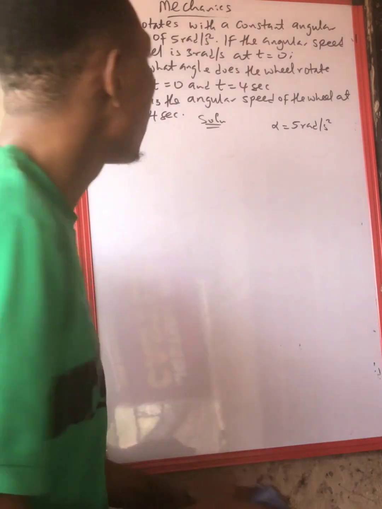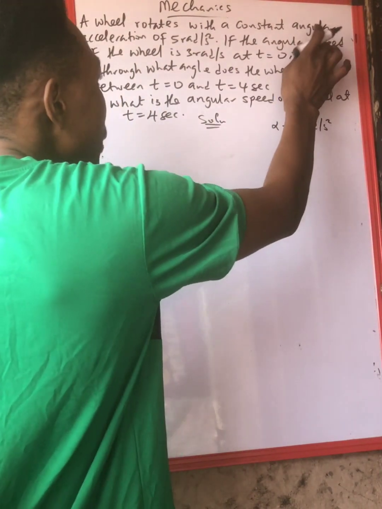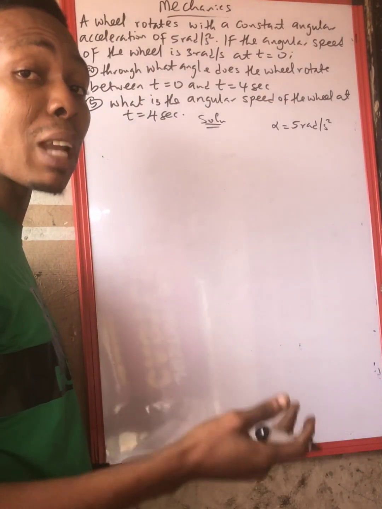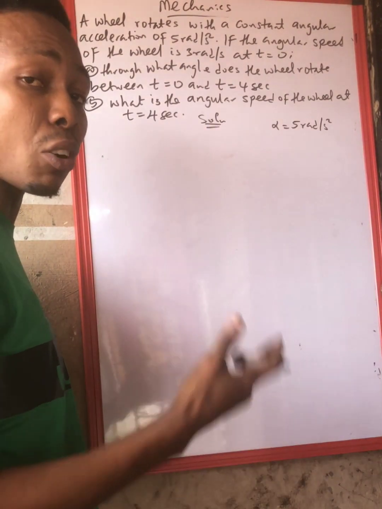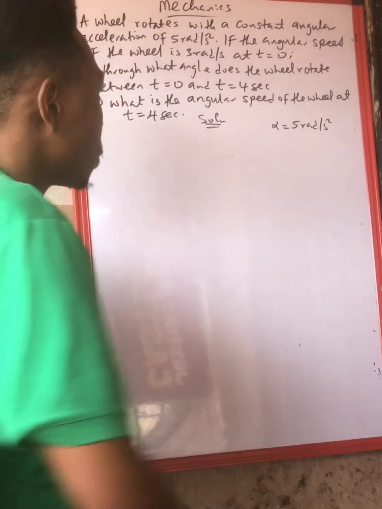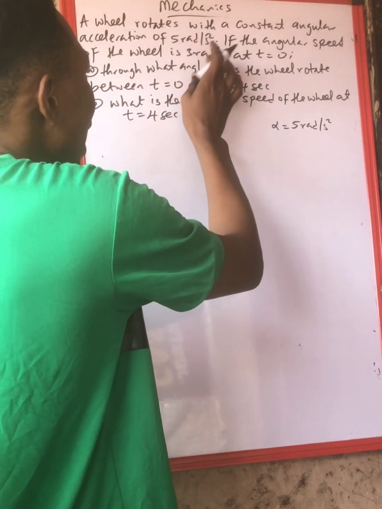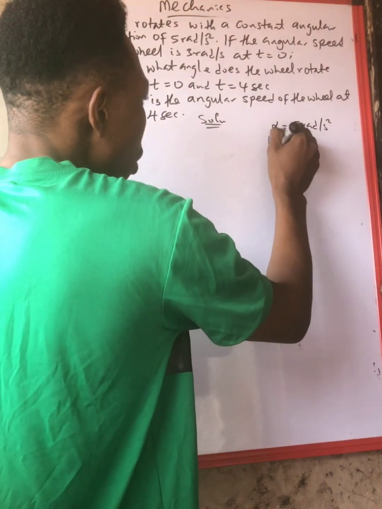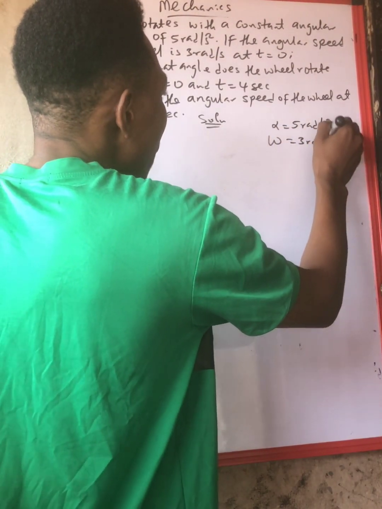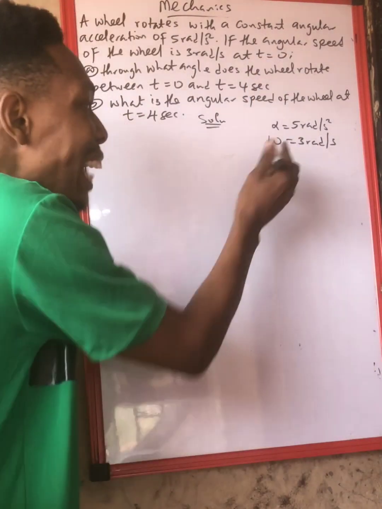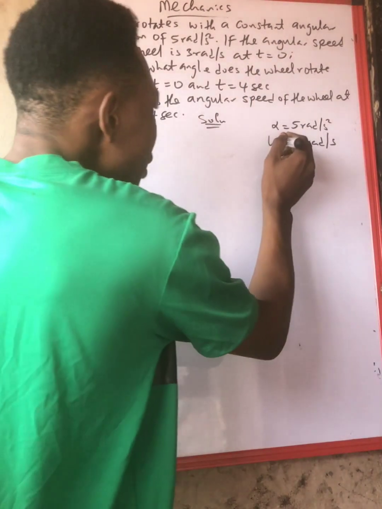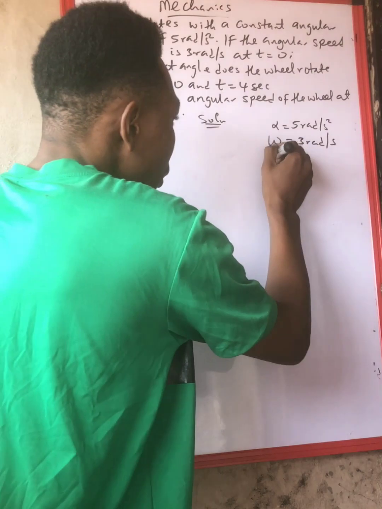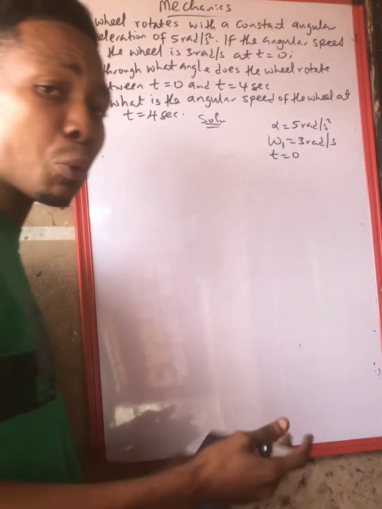Now we're told that the angular speed is omega, that is your W. You can call it angular speed, angular velocity, or angular frequency in terms of oscillatory motion. The angular speed of the wheel is 3 rad per second. You can see the SI unit is rad per second. So we're given omega to be 3 rad per second at t equals 0, that is when it was at rest. I can call that W1, because at t equals 0 seconds, that is when it was at rest.